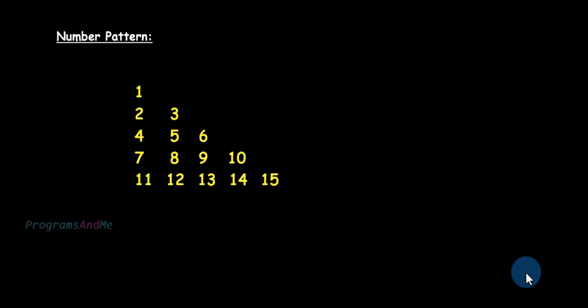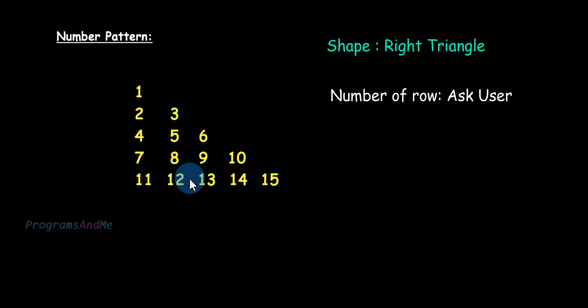Today in this tutorial we'll write a Python program to print this number pattern. Here the shape of this number pattern is a right triangle and the number of rows is 5. But in the program we'll ask the user to enter the number of rows.